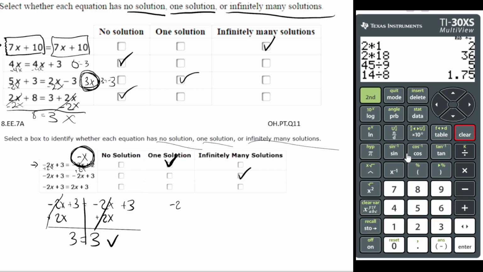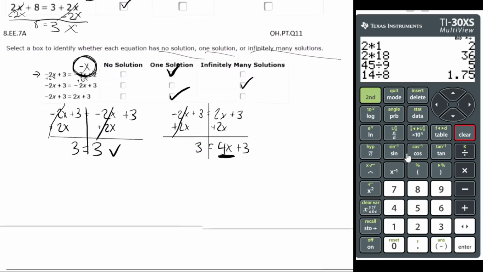The negative 2x plus 3 equals 2x plus 3. Now, this one looks deceptive because it looks like you're going to end up canceling these out. But in order to move your variable over, remember you have to do the opposite. The opposite of minus 2x is adding 2x. Which means you're going to be left with 3 equals 4x plus 3. I still have an x left over. So that means it's going to be one solution. And that's it.